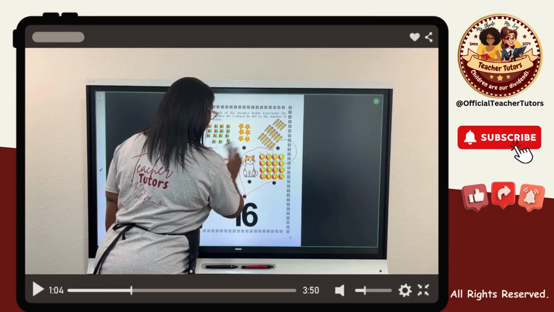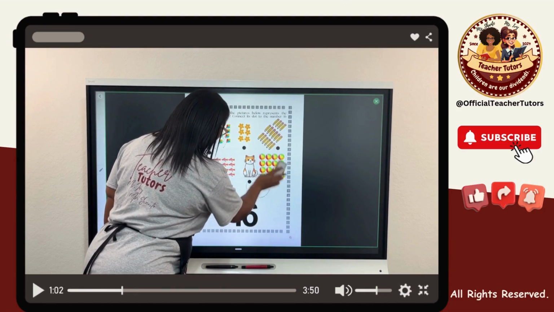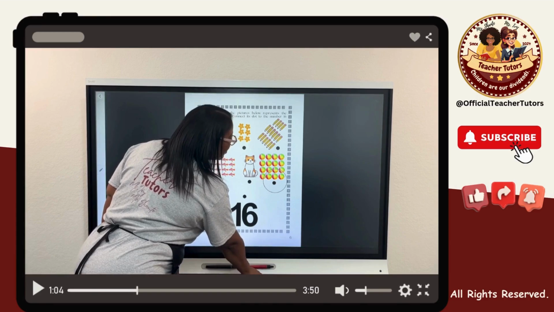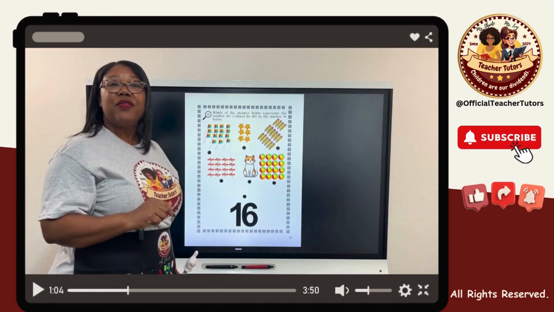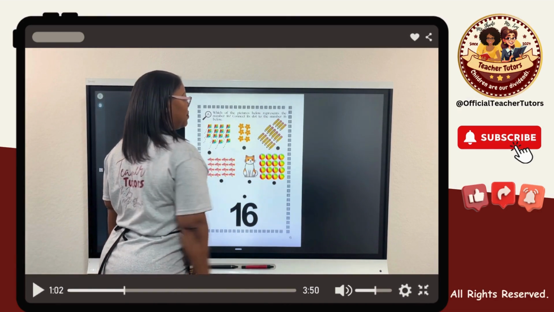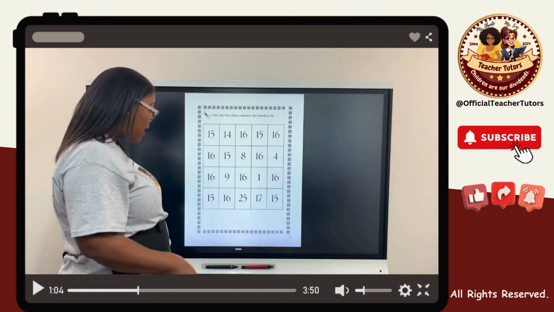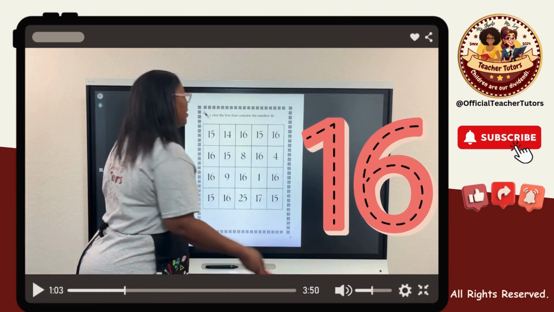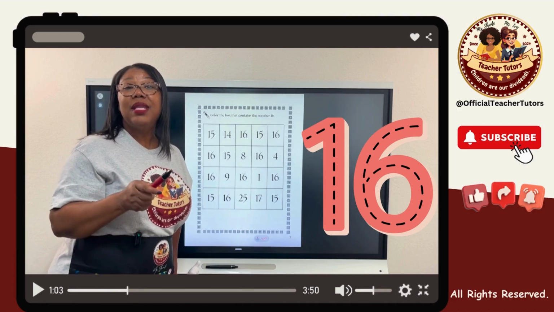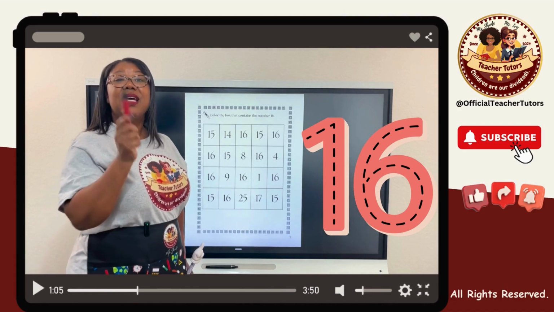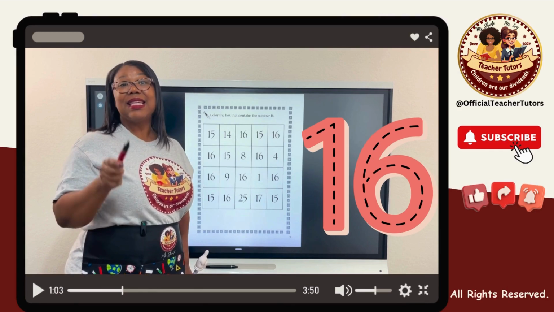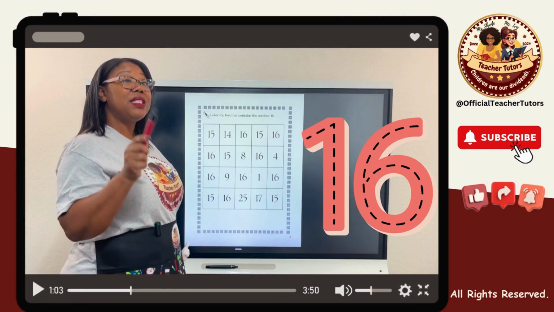I'm going to go ahead and erase my board. And I want you to flip to that next page. Now we get to color. We are going to color only the number 16. That's a 1 and a 6 together in the same square.